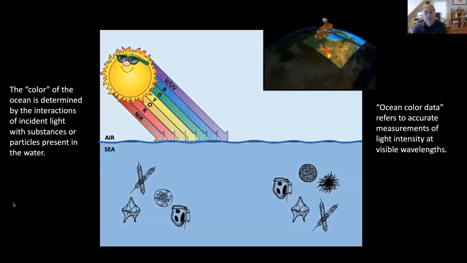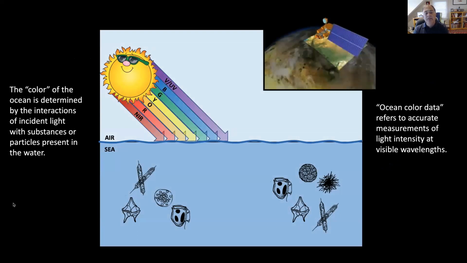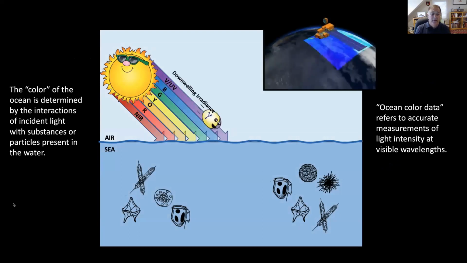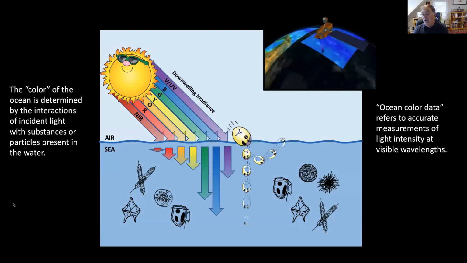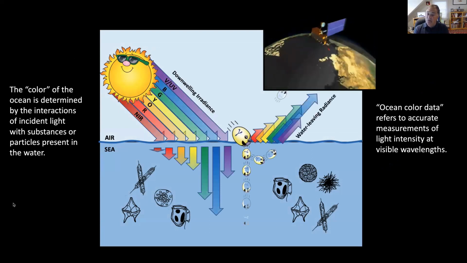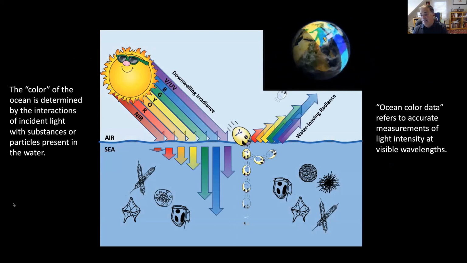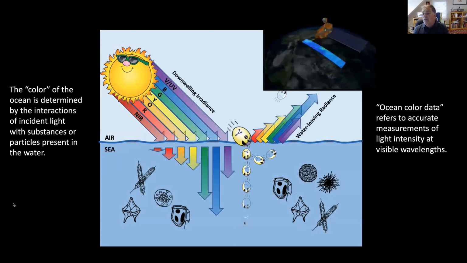So let's start. Ocean color, the color of the ocean, is determined by the interactions of incident light with the substances or particles present in the water. We see this little photon that enters the water, and several photons at different wavelengths enter the water, interact with the water and with substances within the water, and a small fraction of them are scattered back out of the water towards the sensor. Now, ocean color data refers to accurate measurements of the light intensity at several visible wavelengths.